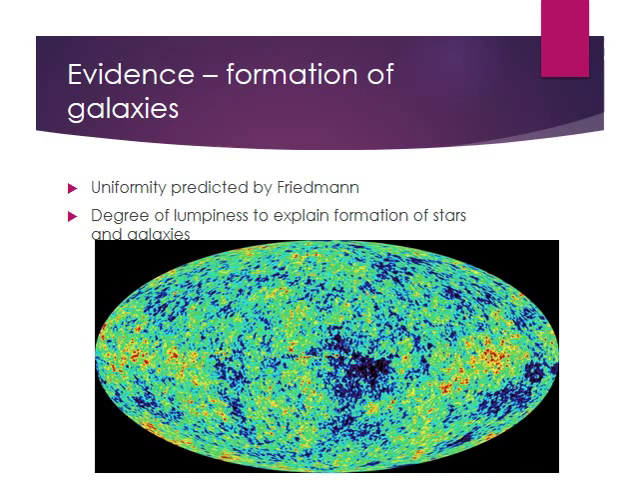Of course, formation of galaxies is further evidence. This uniformity was predicted by Friedmann, and the degree of lumpiness explains the formation of stars and galaxies. And we'll examine that in a little bit more detail when we look at accretion.